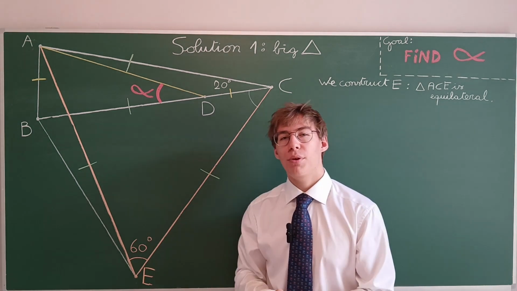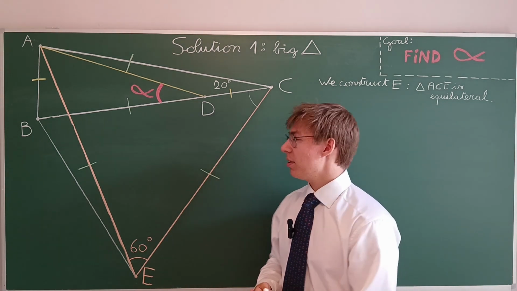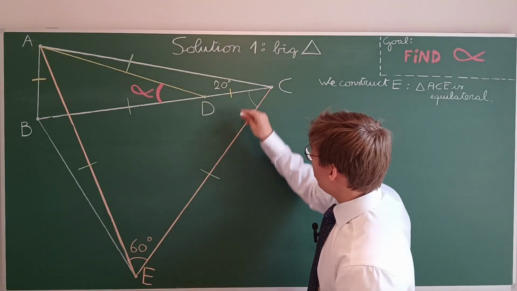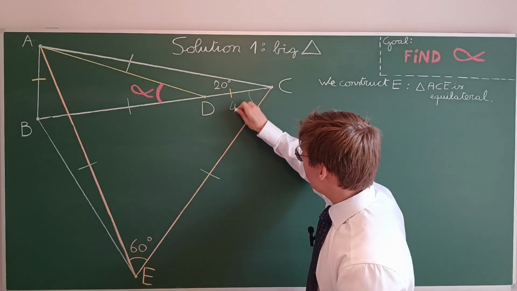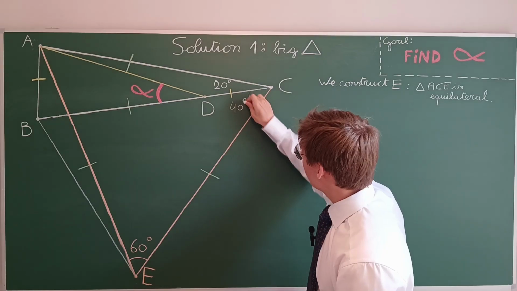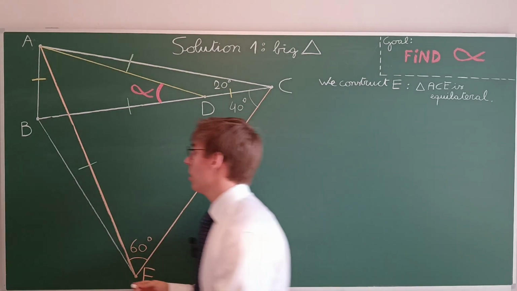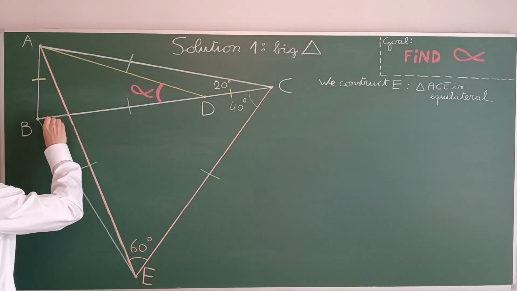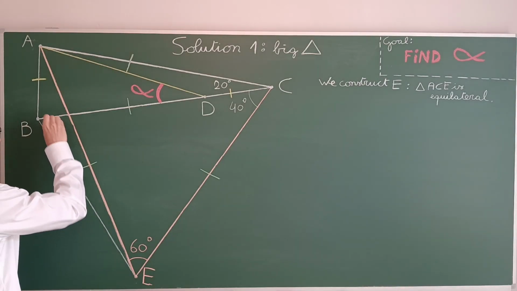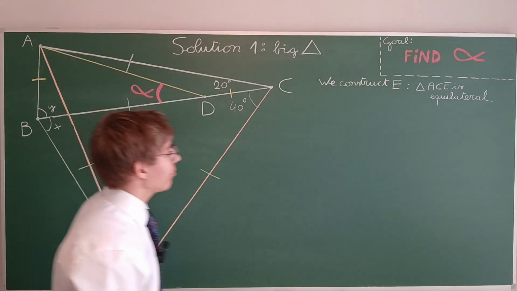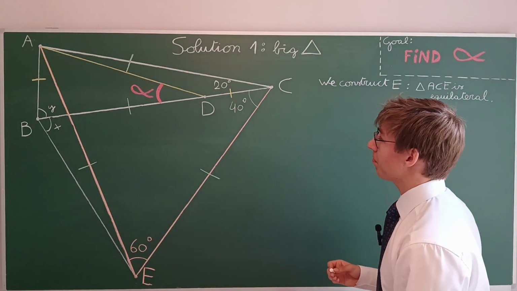So then there are a few angles that we can solve immediately. For example, this angle is 40 degrees, since they add up to 60 degrees. Let me call this X and this Y, and we will solve for these angles.